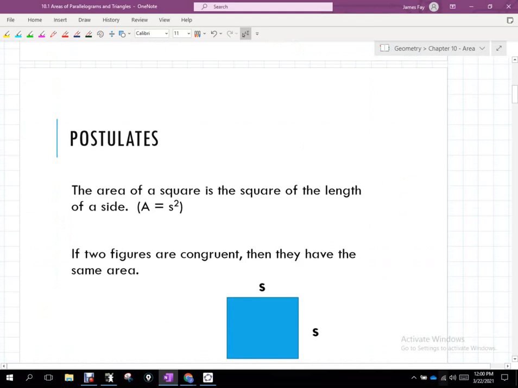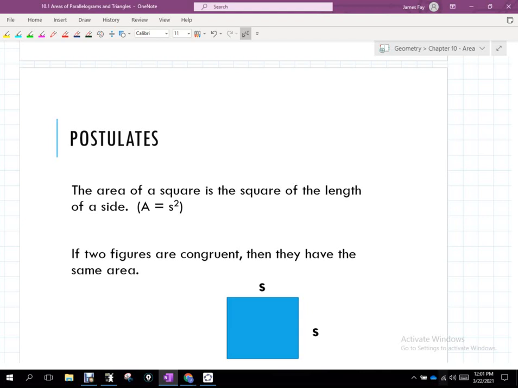Definition for area. So area is the square units of two-dimensional space that an object encapsulates or an object takes up. Okay, the square units of two-dimensional space that an object encapsulates or consumes or takes up. Okay, and we have a postulate.